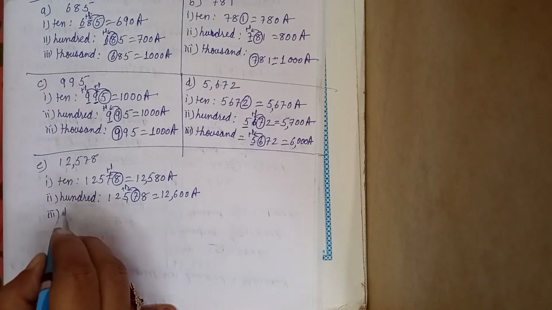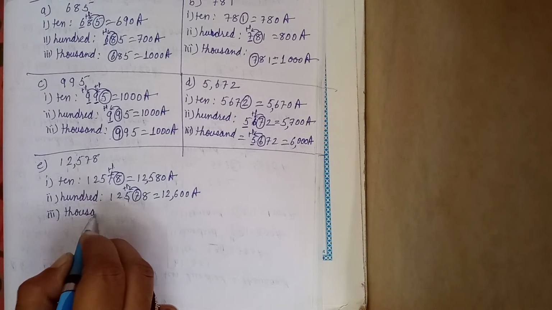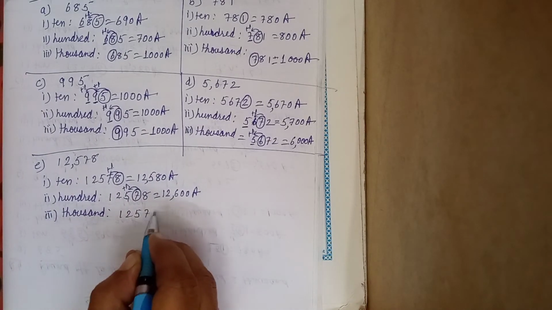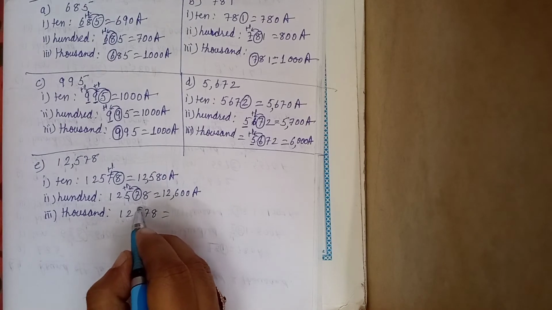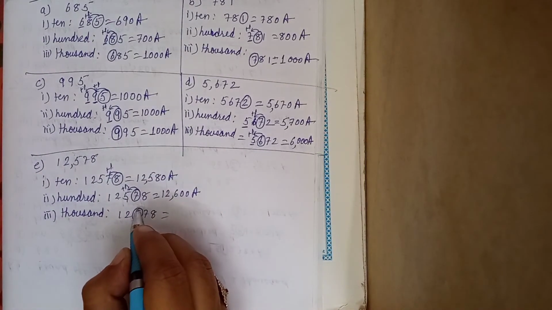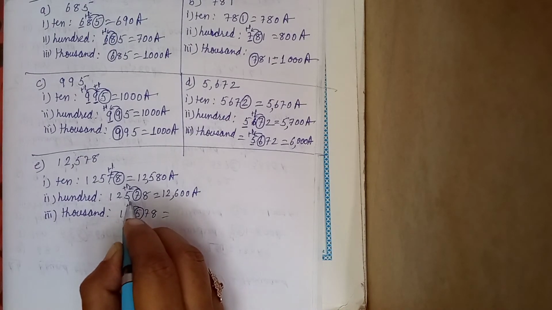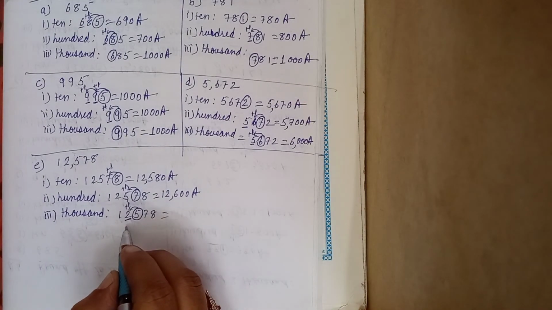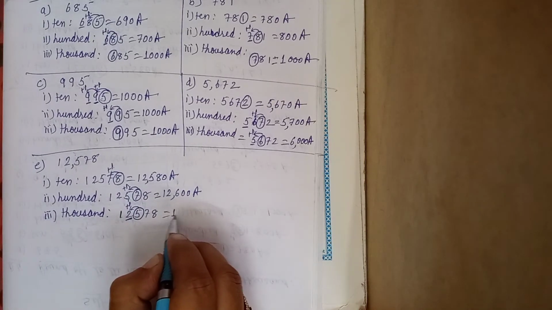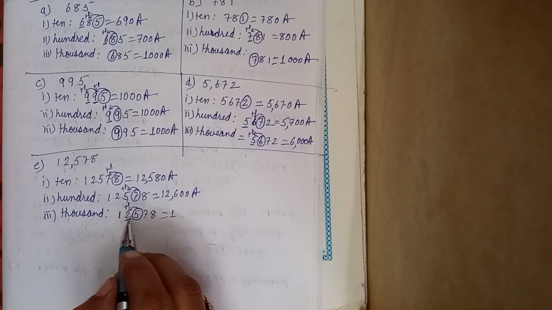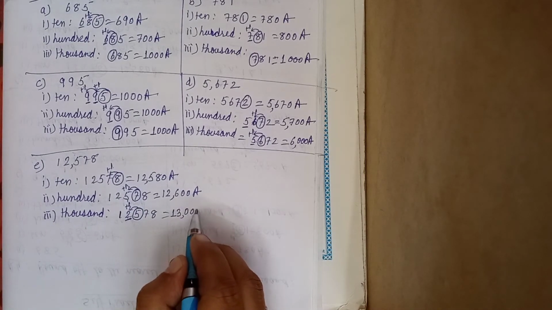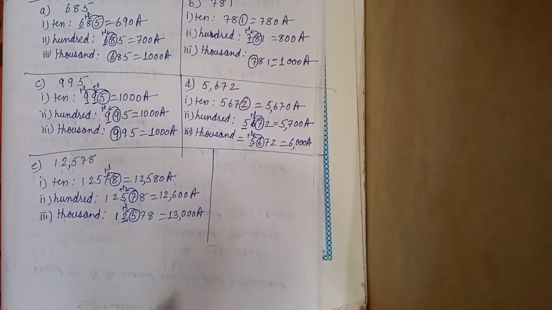Third, 1,000. We are going to round off 1, 2, 5, 7, 8 to 1,000. So we will see the 100 place, which is equal to 5. Then also we will give plus 1 to the number written in the 1,000 place. In the 10,000 place the number written is 1, which will remain the same, and the 1,000 place will become 2 plus 1, 3, and in the 100 place, tens place and ones place we will write 0, 0 and 0.